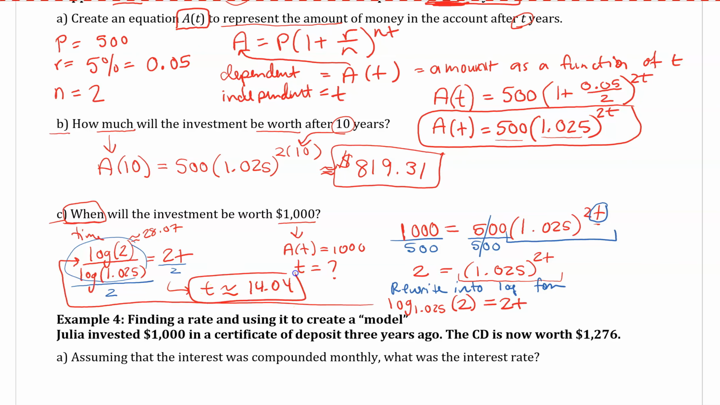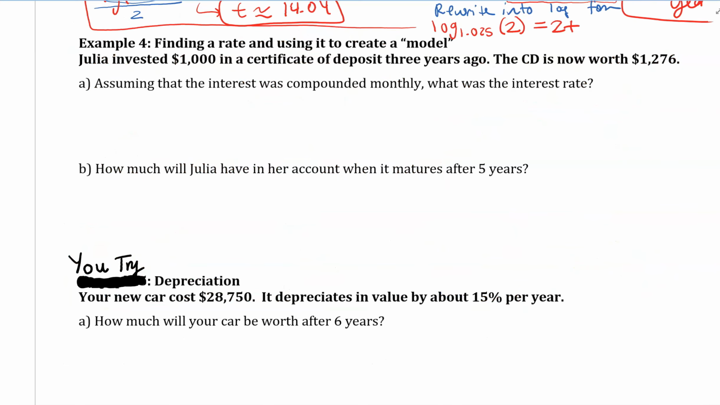So approximately 14 years. When will the investment be worth $1,000? It's going to take about 14 years to get to that point, to get to the $1,000, to double in value, basically.